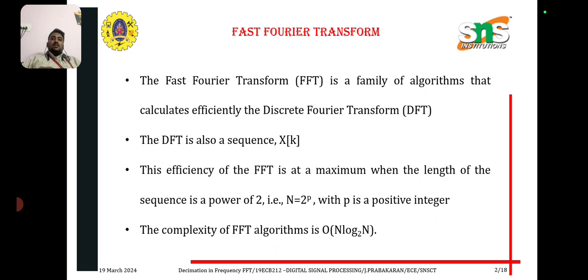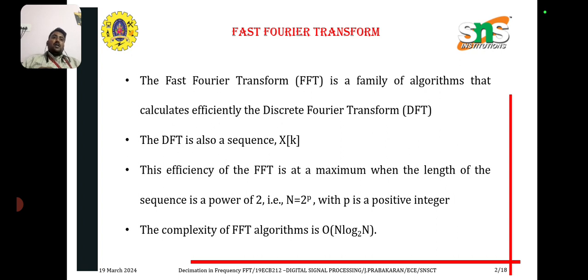Already we discussed that DIF is one of the algorithms of the fast Fourier transform. It is a specific implementation of the fast Fourier transform algorithm. In the DIF, decimation in frequency algorithm, the input sequence is recursively divided in the frequency domain. Let's discuss some of the key points.